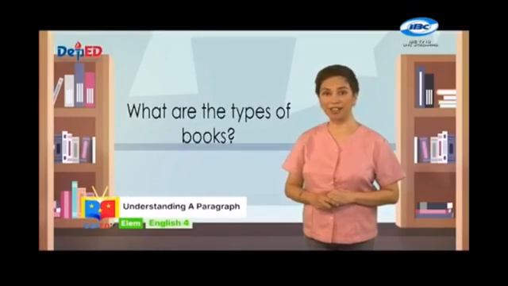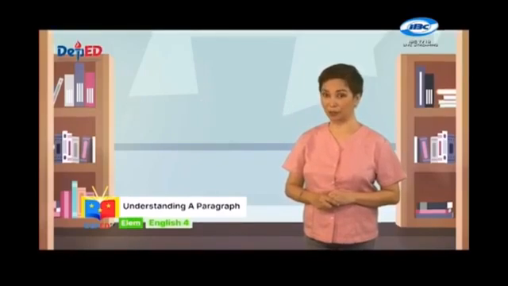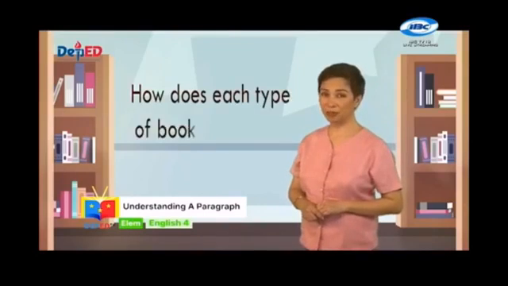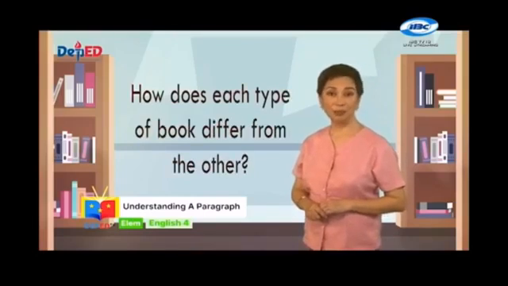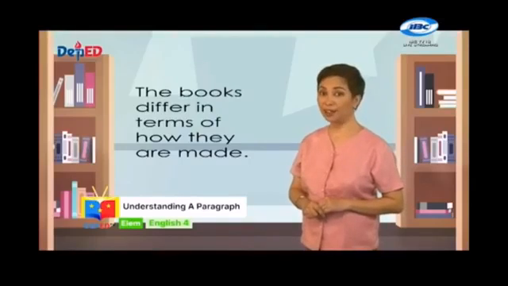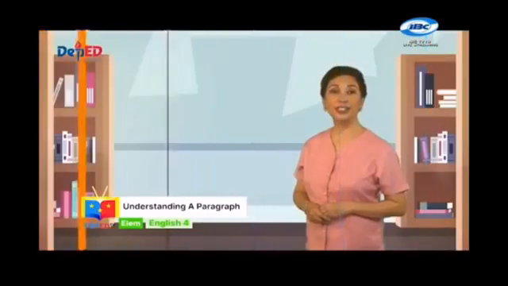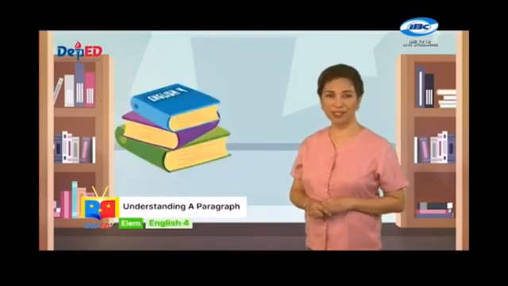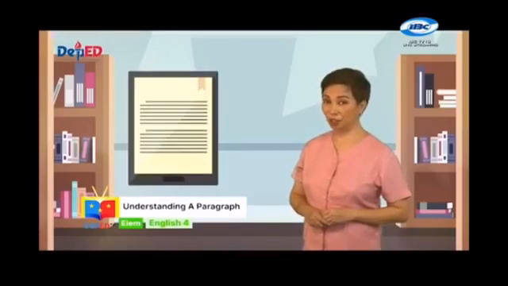Based from the second paragraph, there have been various types of books like ancient scrolls, codex, modern printed books, and electronic books or e-books. How does each type of book differ from the other? These books differ in terms of how they are made. The ancient scrolls are made out of the papyrus plant. Codices are made up of parchment papers bound with wooden covers. The books that we have today are printed by machines. And e-books are made electronically and you can read them on gadgets.